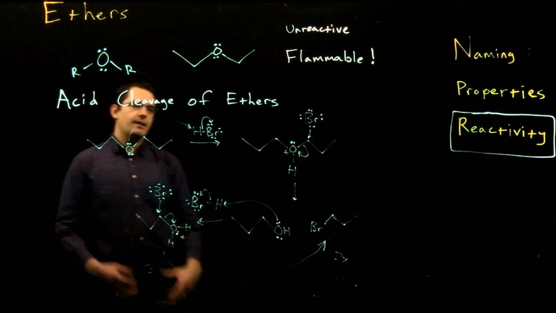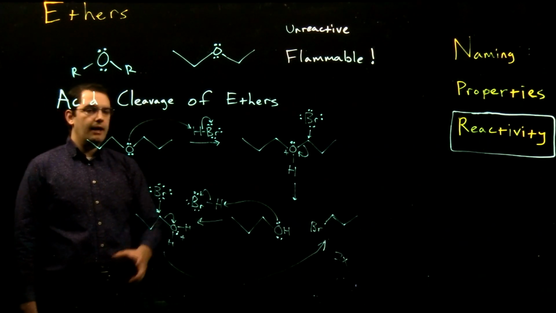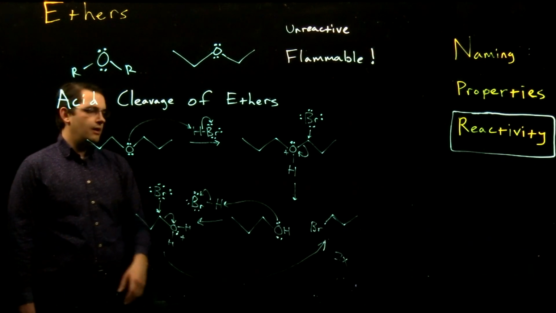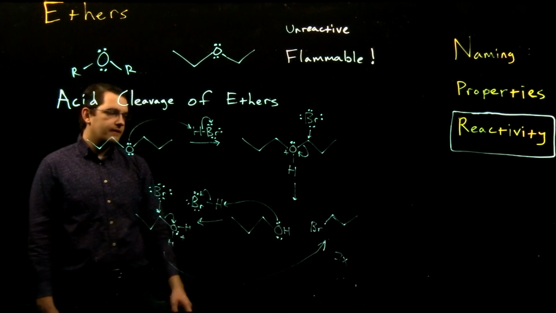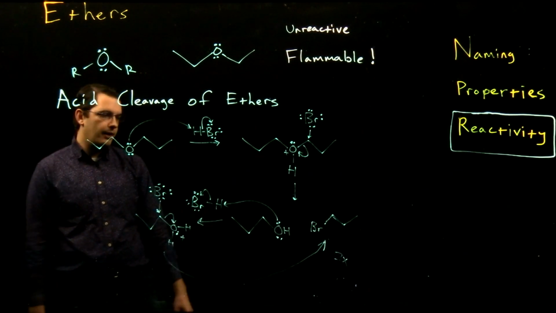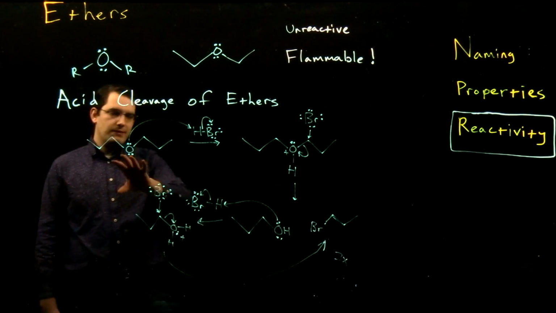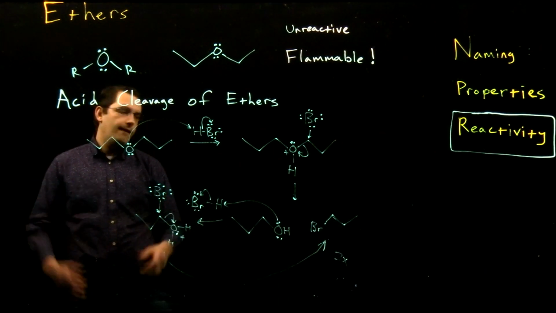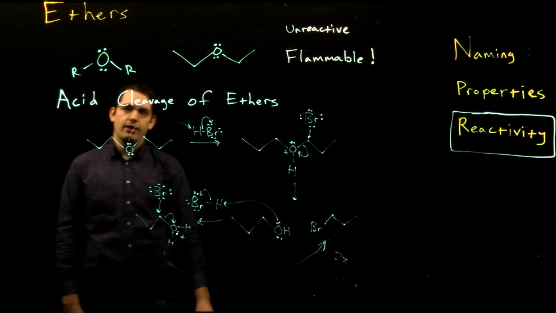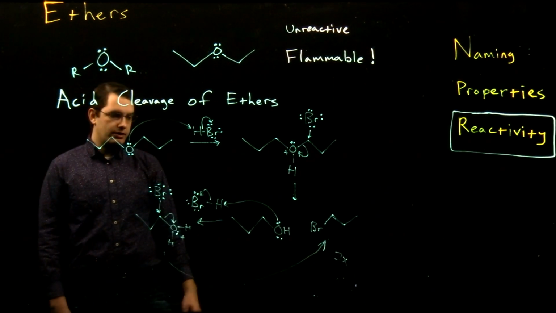So again, this is something that we'll generally want to do with a symmetrical ether, because otherwise we get two different alkyl halide products that might be difficult to separate. But it's going to allow us to break apart that ether, form alkyl halides, and then of course we have access to all of our usual alkyl halide reactions.